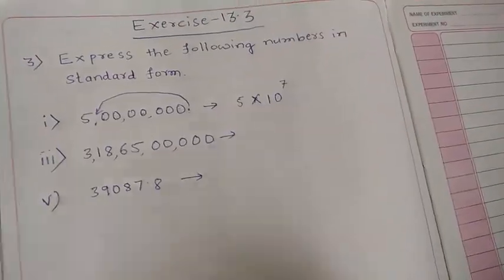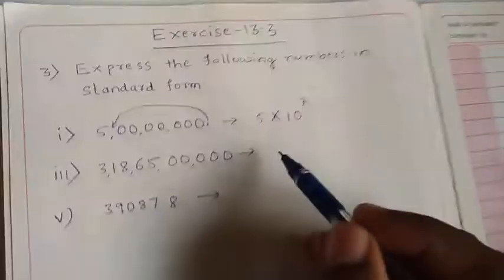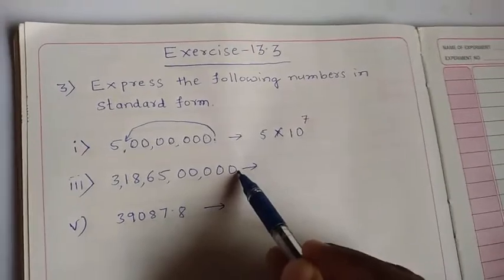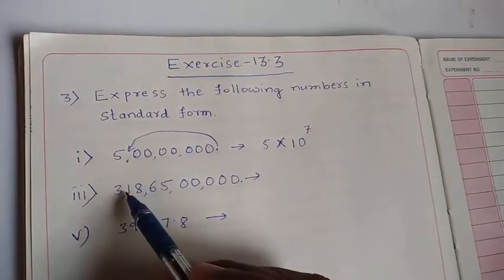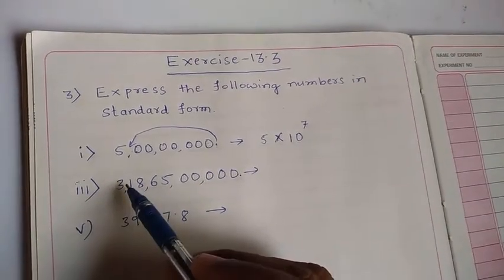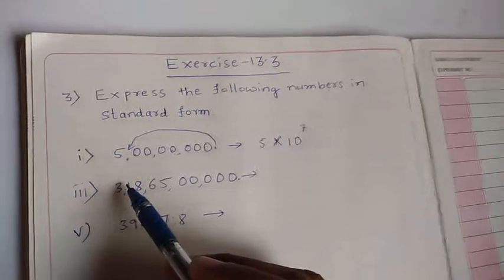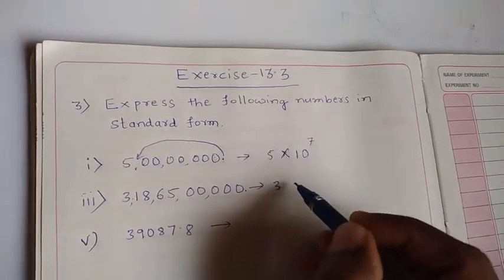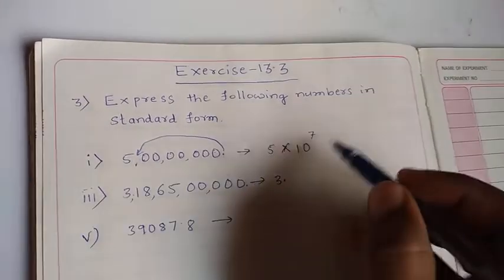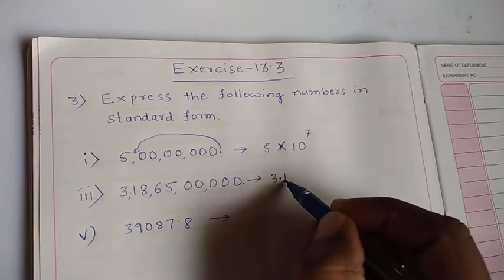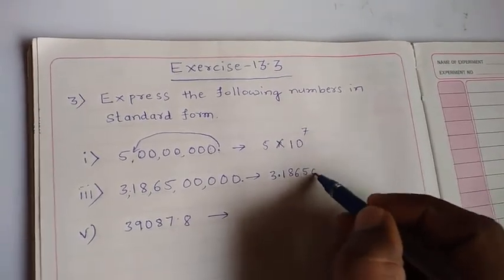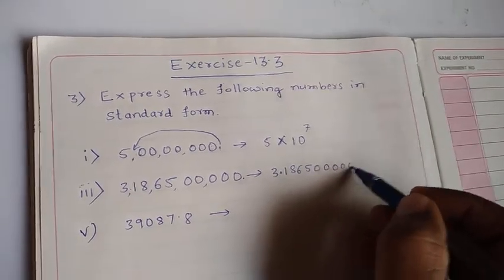See the next example, students. For this number, the point position is here, and we have to move this point to this end, because there should be only one digit in the unit place. So it becomes 3 point, and the remaining digits stay as they are: 1 8 6 5, followed by zeros.